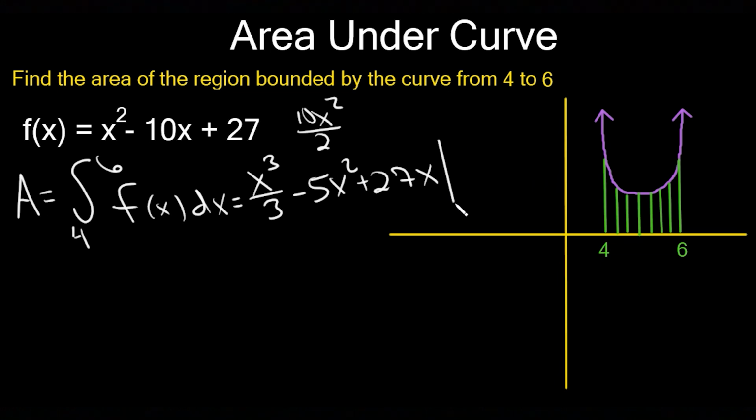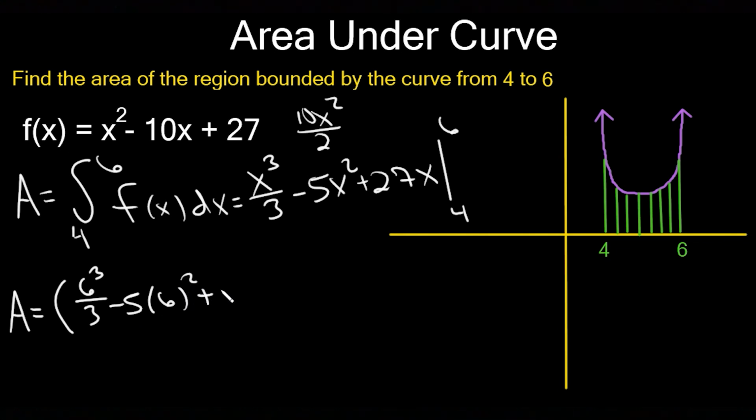So again, putting all my limits here, my lower limit is going to be 4, my upper limit is going to be 6, and then plugging it in, we get the following. Area is equal to, now this one's going to be a bit longer. So doing the first part here, we're going to do the upper limit. So I'm going to be plugging 6 into x here. So here we go. I'm going to get 6 cubed all over 3 minus 5 times 6 to the second power, and then plus 27 times 6, and there we go.